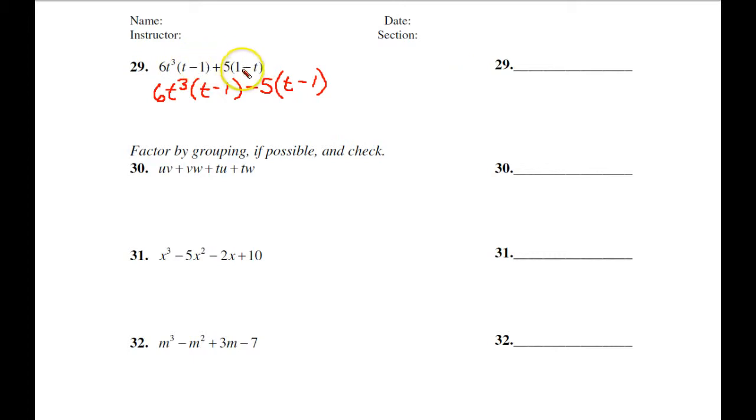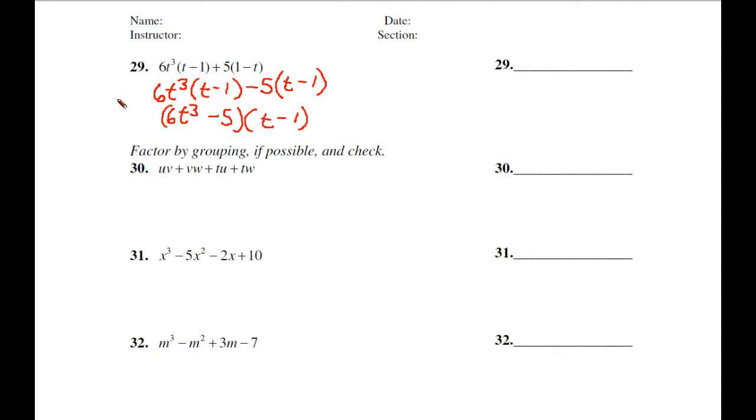These are not the same, but if I take a negative out of this and reverse them, it becomes the same. And that negative that I took out is applied to the 5. So I now have the t minus 1, and then in my other parenthesis I put 6t cubed minus 5. Now if you wrote the t minus 1 first, that'd be okay.